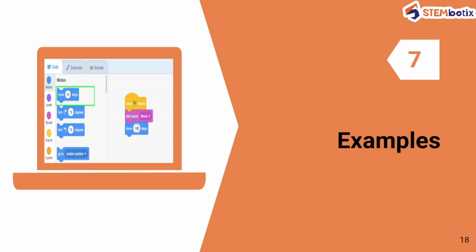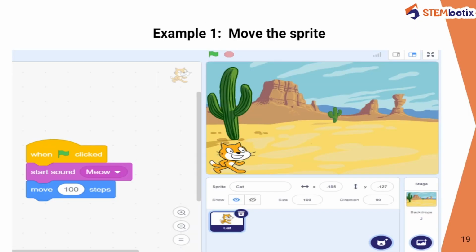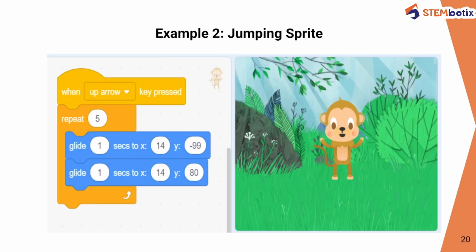After this we are going to see some examples of how one can code in Blockzy and move sprites, jump a sprite or rotate a sprite. The very first example is move sprite, how one can move a sprite in Blockzy using different kinds of blocks. Example 2 is a jumping sprite, how you can code a specific sprite to make it jump.